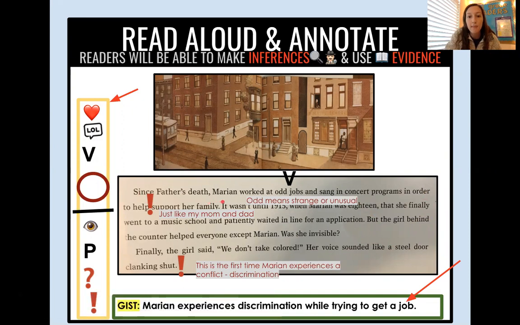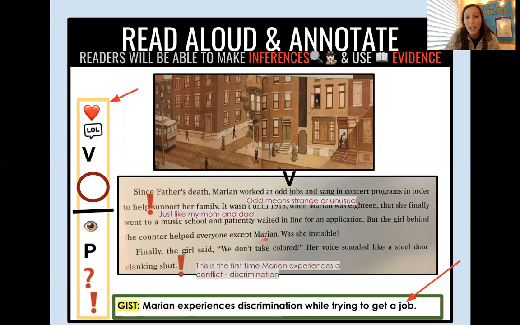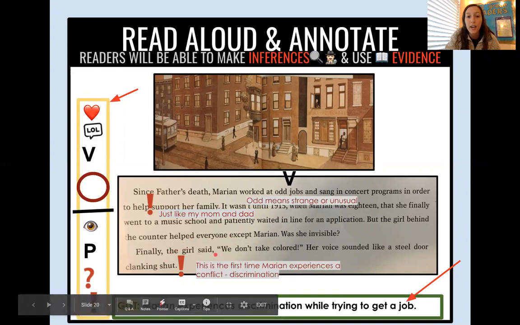Since Father's death, Marian worked at odd jobs and sang in concert programs in order to help support her family. It wasn't until 1915, when Marian was 18, that she finally went to a music school and patiently waited in line for an application. But the girl behind the counter helped everyone except Marian. Was she invisible? Finally, the girl said, "We don't take colored." Her voice sounded like a steel door clanking shut.